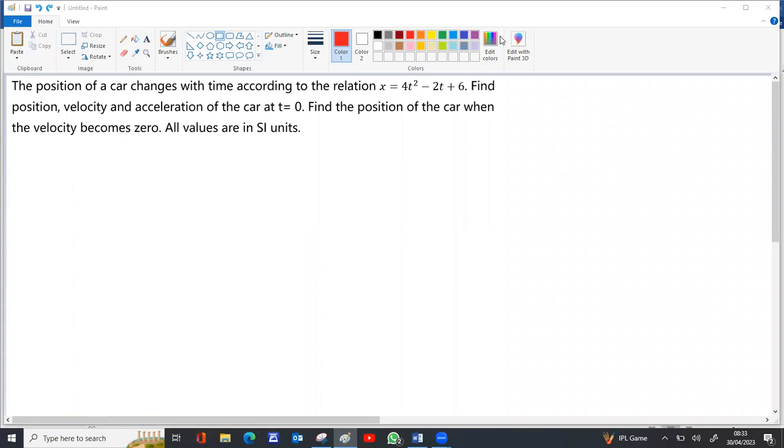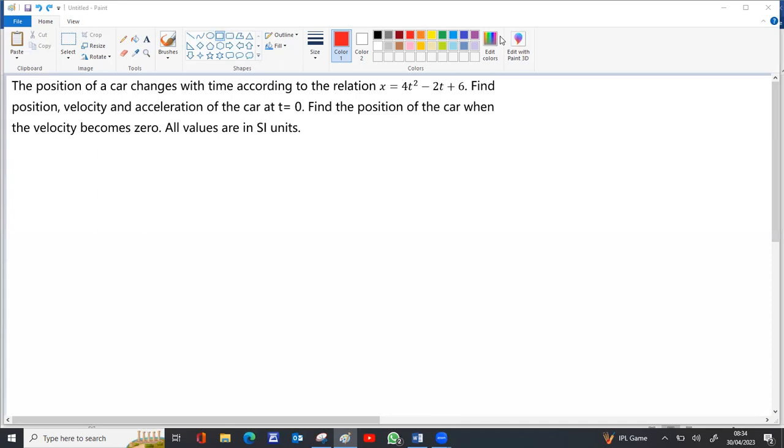This question: the position of a car changes with time according to the relation x = 4t² − 2t + 6. Find the position, velocity, and acceleration of the car at time 0. Second part, find the position of the car when velocity becomes 0. All values are in SI units.